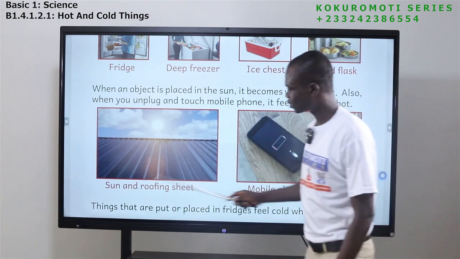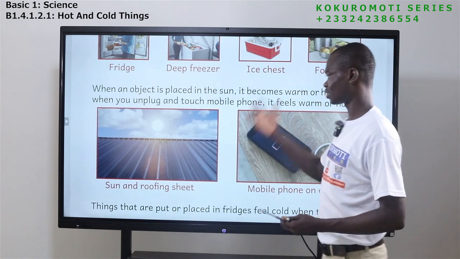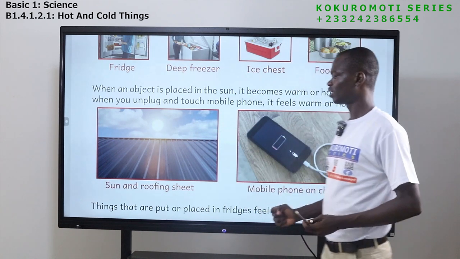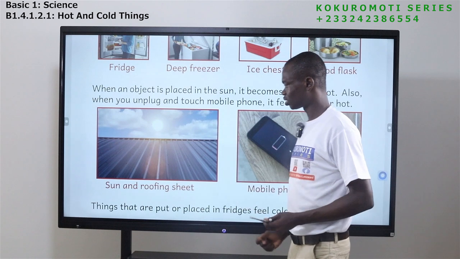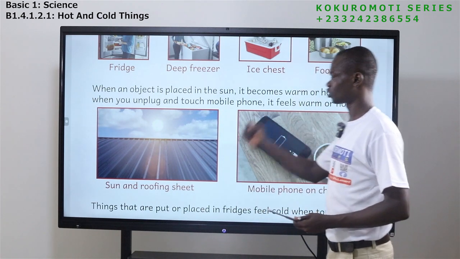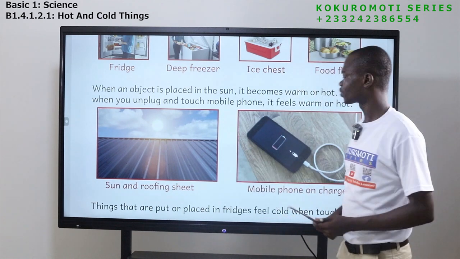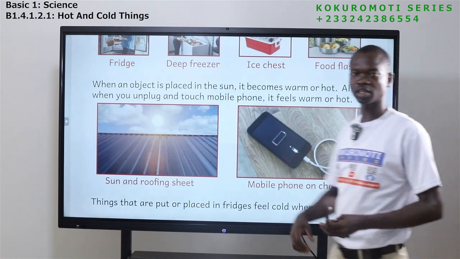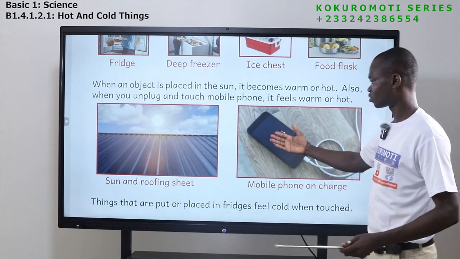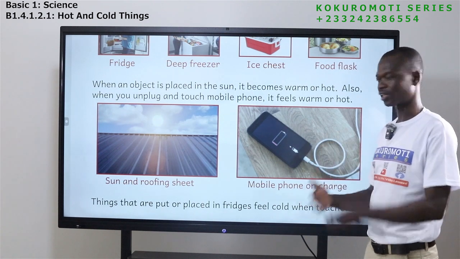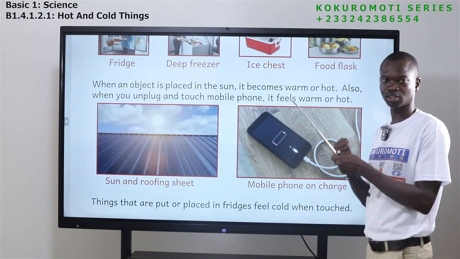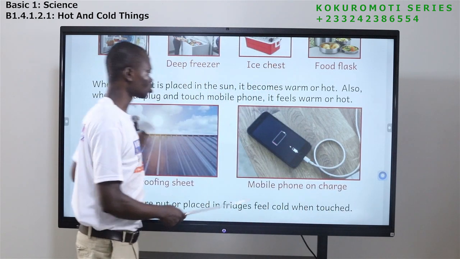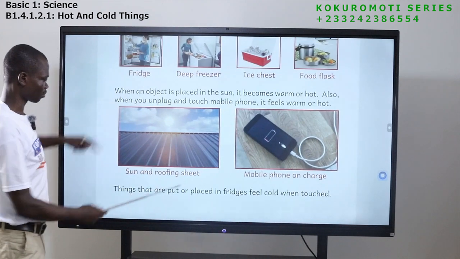So this is the sun. You see, sometimes when the sun shines and then the roofing sheet, if you touch it, you see that it becomes what? Very hot. Sometimes too, it doesn't feel hot, but it feels what? Warm. The same thing happens to a mobile phone. When you charge your mobile phone and you unplug it, touch the screen with the back of your hand, you will feel that the thing is what? Hot. Sometimes too, it doesn't feel hot, but it feels what? Warm. So these are some of the things that happen.